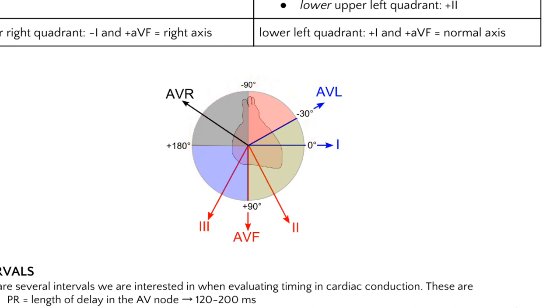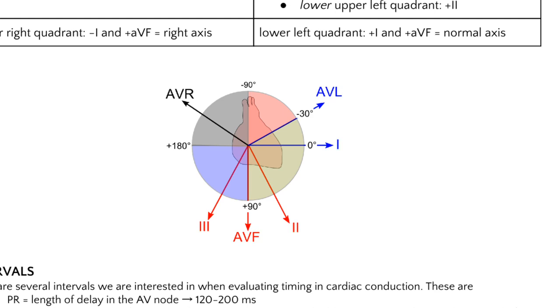And what axis means is where is most of the electricity of the heart pointing, right? We know that as it depolarizes, if you were to average it all together, and we're really only going to look at the QRS because we're looking at the ventricular depolarizations, where is it most pointing toward? What does this mean? Why would you want to do that?